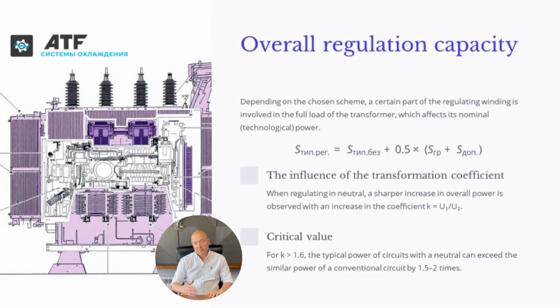Rated regulating power. Depending on the scheme, part of the regulating winding participates in carrying the full load. This affects the rated technological power of the transformer. It is expressed as: rated regulating power equals rated power without regulation plus 1/2 multiplied by the sum of the main power and the additional power. With regulation in the neutral, the rated power increases more sharply with the growth of the transformation ratio. When the transformation ratio is greater than 1.6, the rated power of neutral regulation schemes can exceed the rated power of a conventional scheme by 1.5 to 2 times.